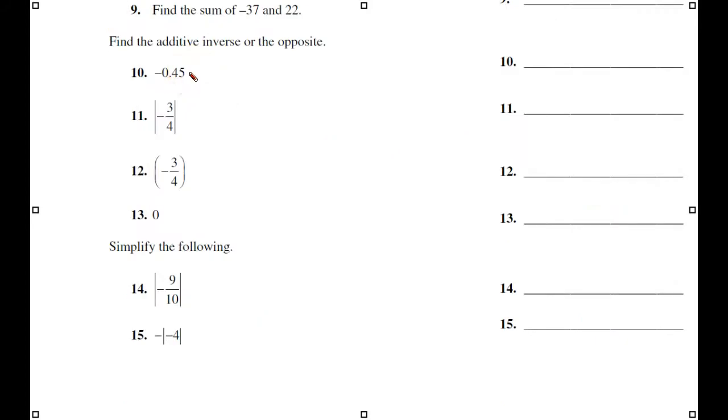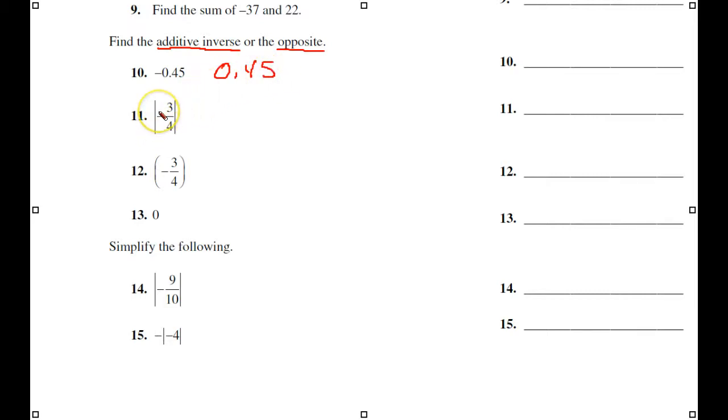Now, for these next few, we're practicing vocabulary. The additive inverse, or the opposite, is what we add to something to make it 0. So it's usually just the opposite sign. So here, it would be a positive 0.45.